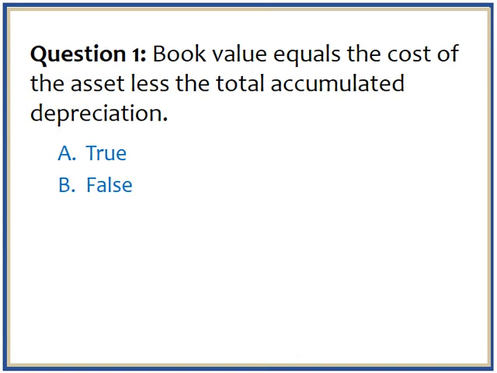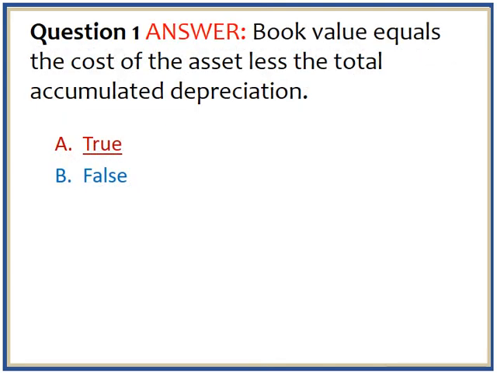The first question reads, book value equals the cost of the asset less the total accumulated depreciation. Is this statement true or false? The answer is true. The cost of an asset less its accumulated depreciation is indeed the formula for book value.